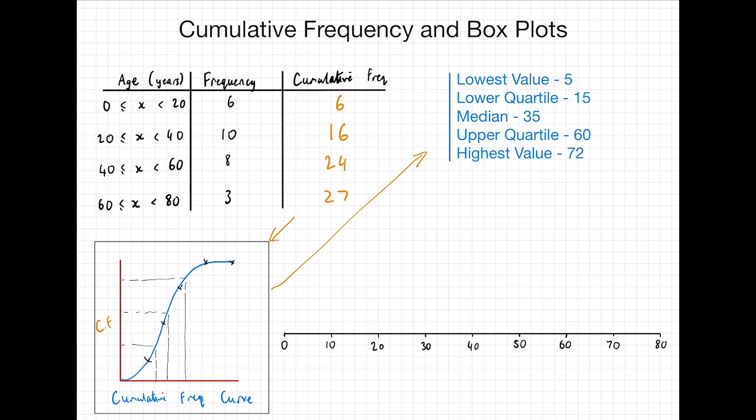So what we would do is we'd find our, first of all, the lowest value at 5, and we would draw a line just like that. The lower quartile at 15 is going to be just here. The median at 35, a little bit further up, but here. Upper quartile 60, and finally the highest value at about 72. Let's just say that's around about there. And then you link up these ones.